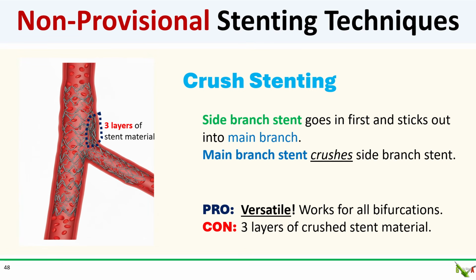Crush stenting techniques are by far the most common bifurcation stenting techniques. And that's because they are very versatile and work with all bifurcations. They are not limited by bifurcation angles and do not create a metal neocarina. However, a drawback is that you will end up with 3 layers of crushed stent material in the parent vessel near the ostium of the side branch.